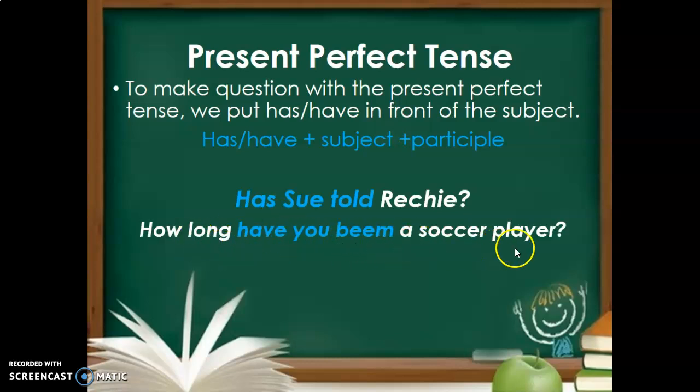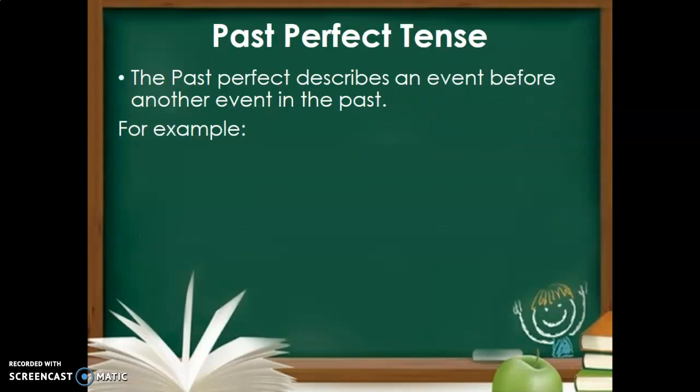How long have you been a soccer player? We have the has, the auxiliary verb has, we can also call it like that. The subject, which is Sue, and then the verb in its past participle form. And here we have also have, which is the auxiliary verb for the present perfect tense. The subject, which is you, and been, sorry, here's a mistake, it's supposed to be been, which is the past participle form of the verb to be, right?